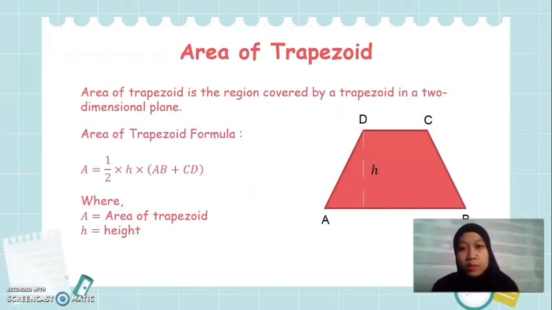Area of trapezoid. The area of a trapezoid is the region covered by a trapezoid in a two-dimensional plane. The area of trapezoid formula is A equals a half times t times in bracket AB plus CD, where A equals area of trapezoid, t equals height.